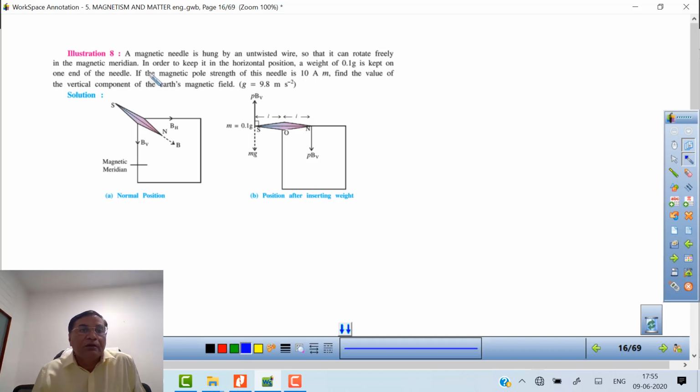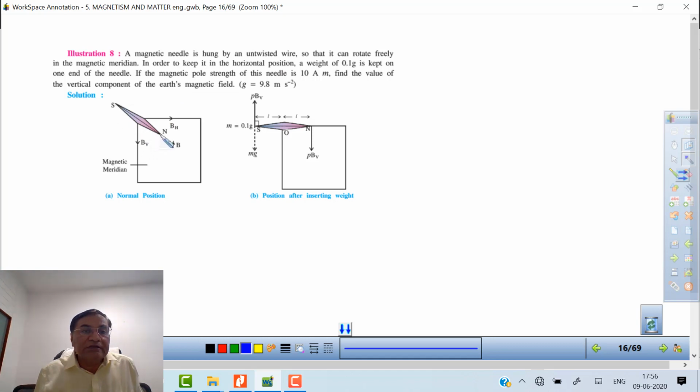Next one, a magnetic needle is hung by an untwisted wire so that it can rotate freely in the magnetic meridian. They often use the word magnetic, meaning it remains parallel to the magnetic meridian. It can rotate like this in a vertical plane. In order to keep it in a horizontal position, a weight of 0.1 gram is kept on one pole end of the needle. Our aim is to find the value of the vertical component of Earth's magnetic field.